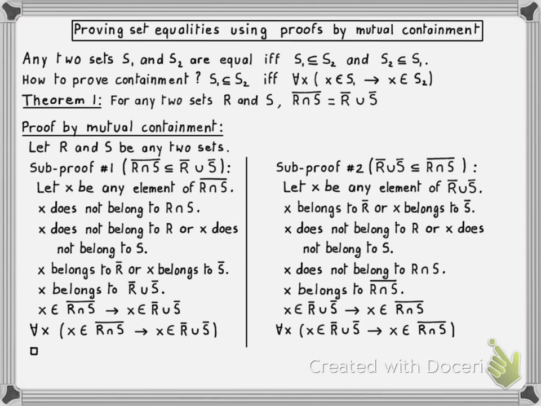So make sure you get comfortable with the proof by mutual containment, which will be applicable and useful to you in other computer science classes, for example in CS 381 if you happen to take it later. And this concludes this segment on proof by mutual containment.